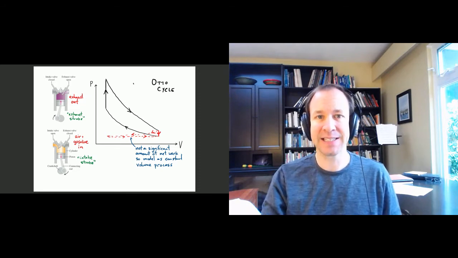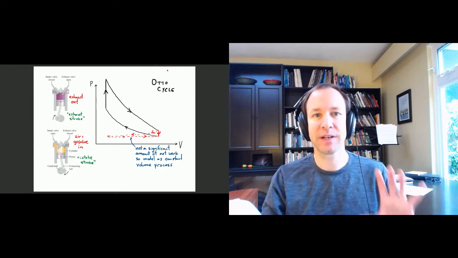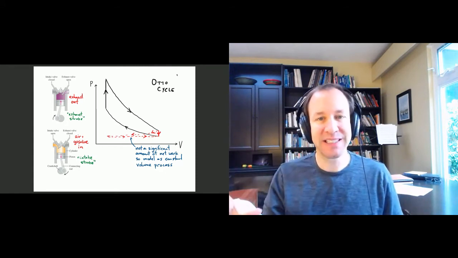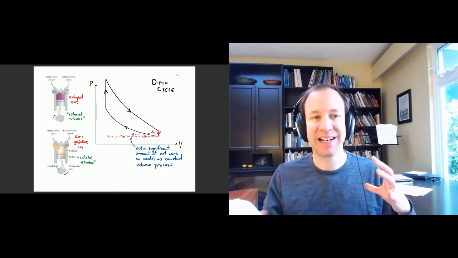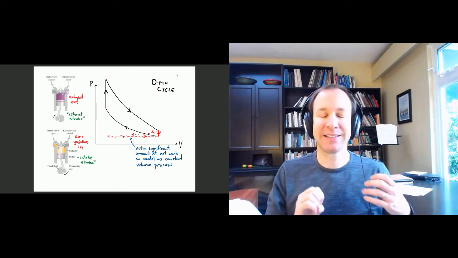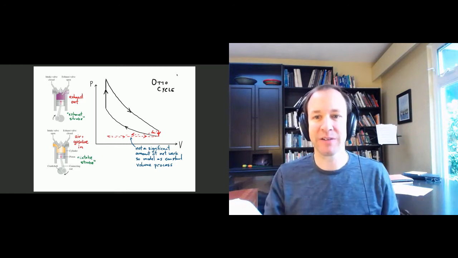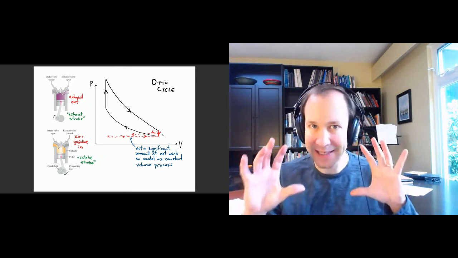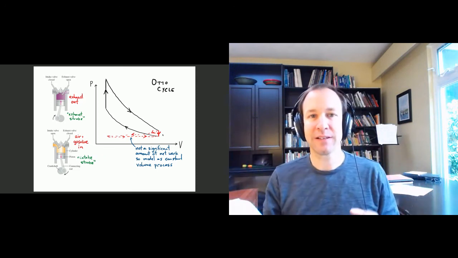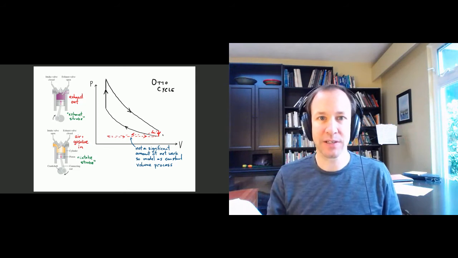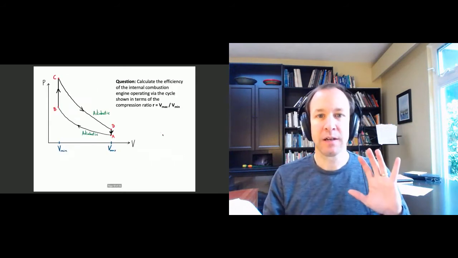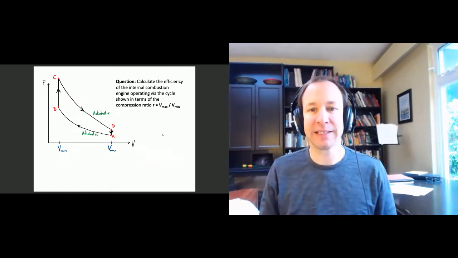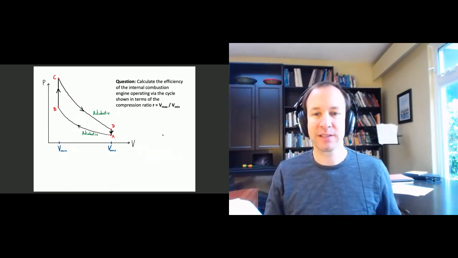The idealized version that I just described is called the Otto cycle. It's not AUTO, it's OTTO, just a coincidence that it has to do with cars. It's named after a physicist named Otto. And so when we're talking about the Otto cycle, you should think of that as an idealized version of the cycle that happens in a real internal combustion engine. So our goal for the rest of the lecture is going to be to calculate the efficiency of this internal combustion engine.